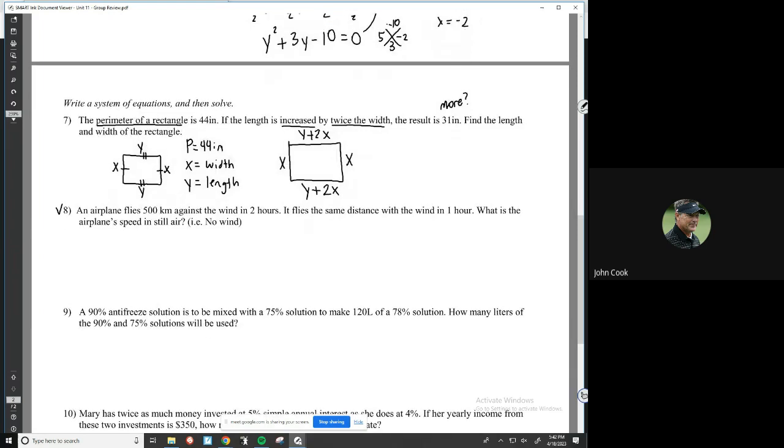Well, I'm actually a little bit stumped because I would assume that it's going to be more than the perimeter. You know what? I'm just going to go through the problem and see what happens. So, all right, if the perimeter on this one is 44 inches, let's write it up the way that it's intended. So the result is 31 inches.